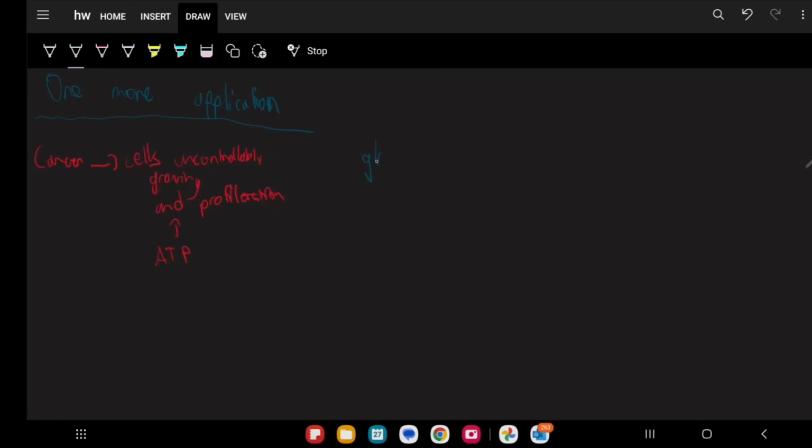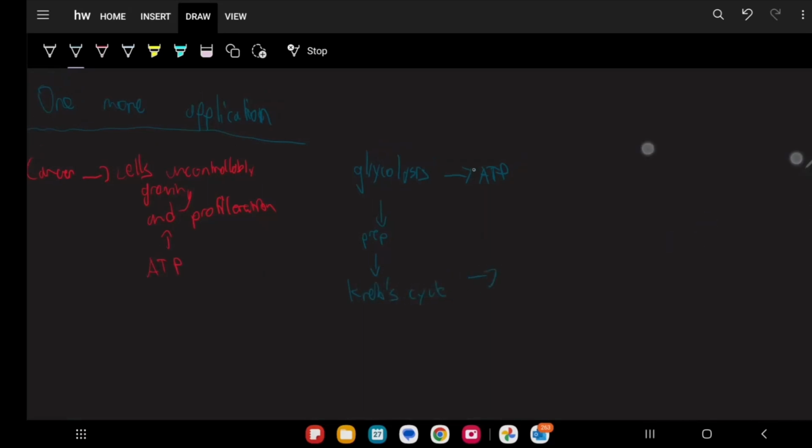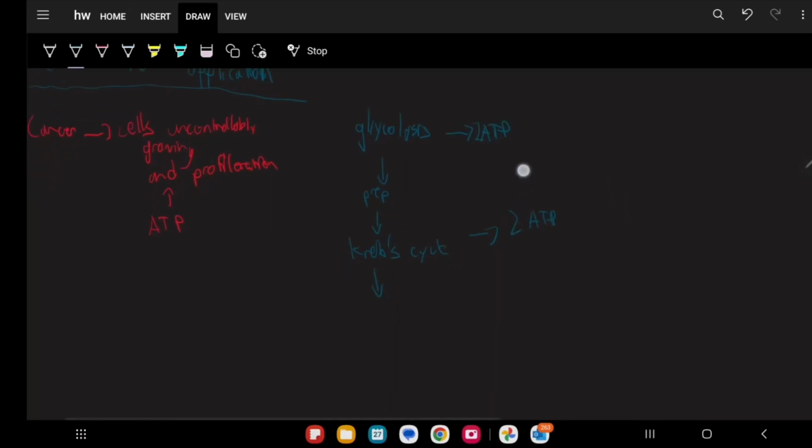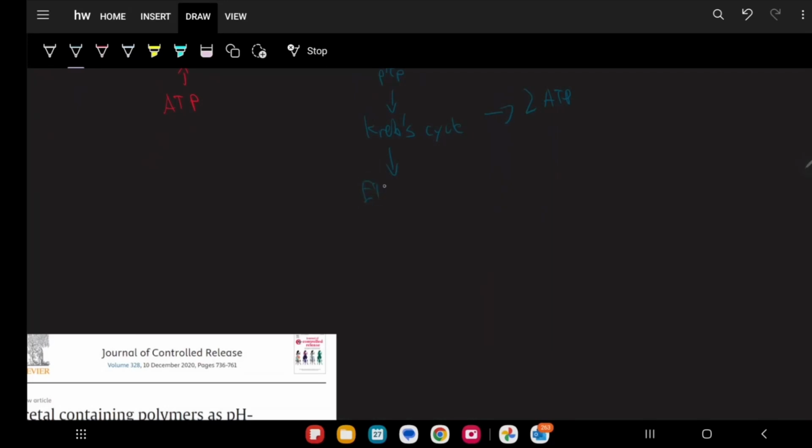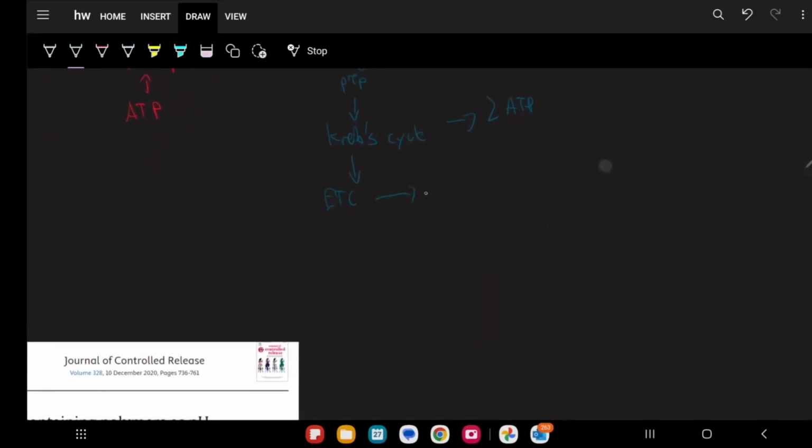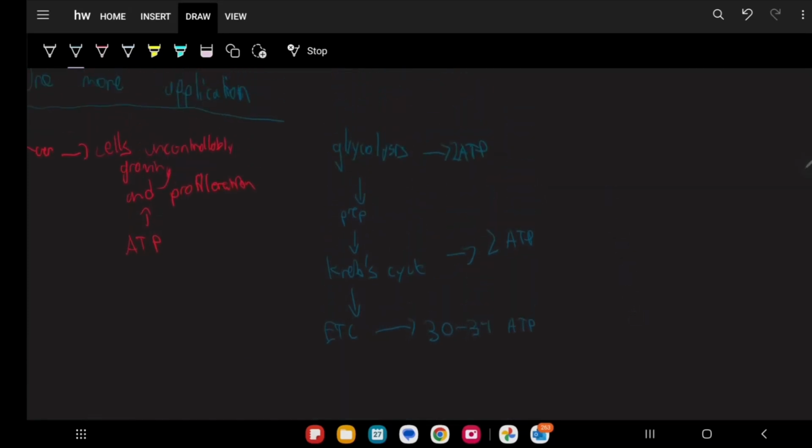First there's glycolysis, which would net you 2 ATP. Then there is some prep step, and then there is the Krebs cycle, which nets you 2 ATP. And then there is the electron transport chain, which nets you around 30 to 34 ATP. So you can sort of see here the majority of ATP is generated in this last step.